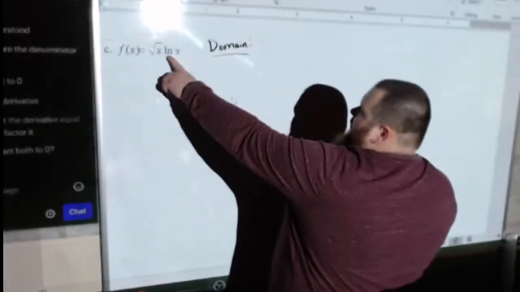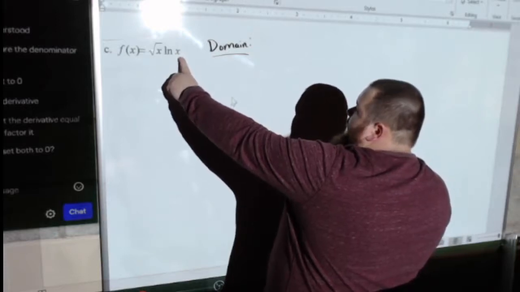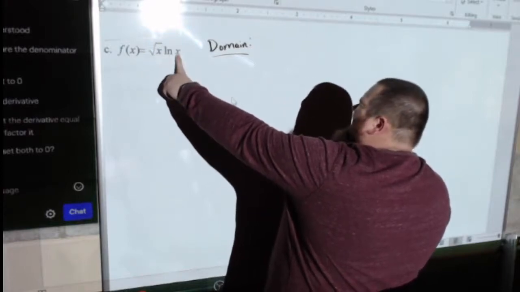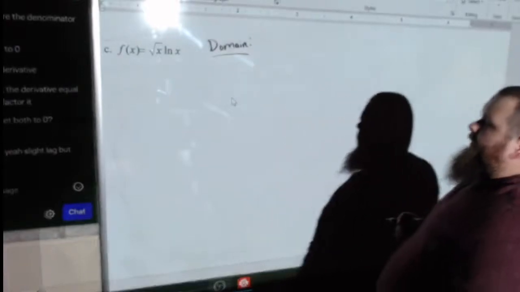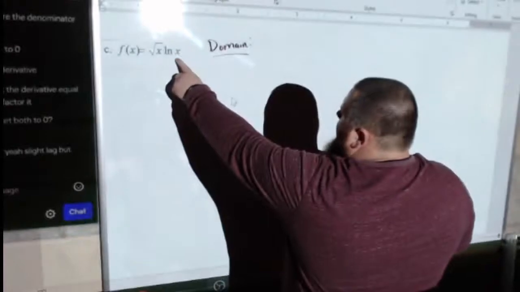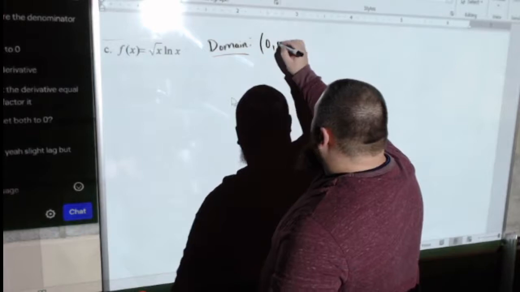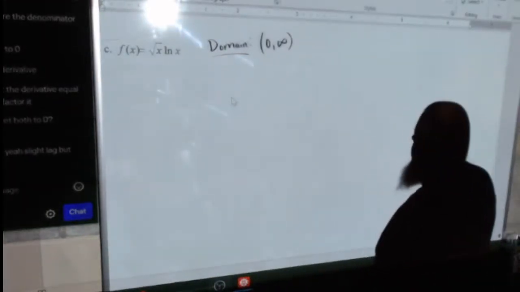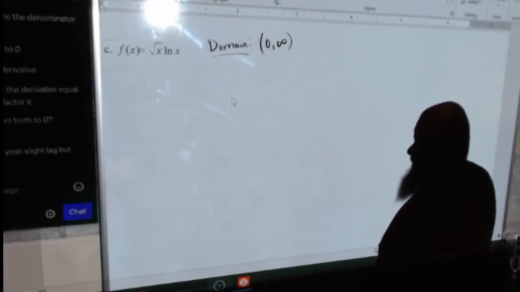Well, natural log doesn't allow me to plug in negatives, doesn't allow me to plug in 0. This would allow me to plug in 0, but that one tells me I cannot. So the most restrictive part is the natural log. So we can only plug 0 to infinity, not including 0. So that's going to be important when we get our critical values, I believe, for this problem.